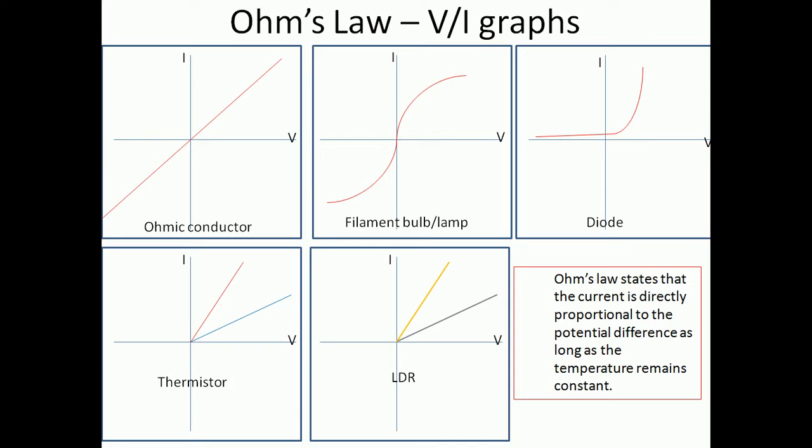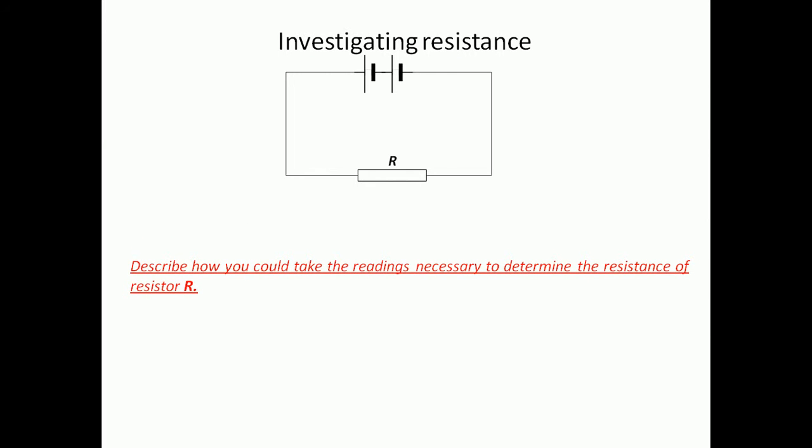How do we produce those potential difference current graphs? In other words, how do we calculate the resistance of a component? This is a question that they may well ask you in your exam. I have an example here that we're going to work through. The question says, describe how you could take readings necessary to determine the resistance of a resistor, in this case resistor R. Now, before we can work out the resistance of the resistor, we do need to add some components.